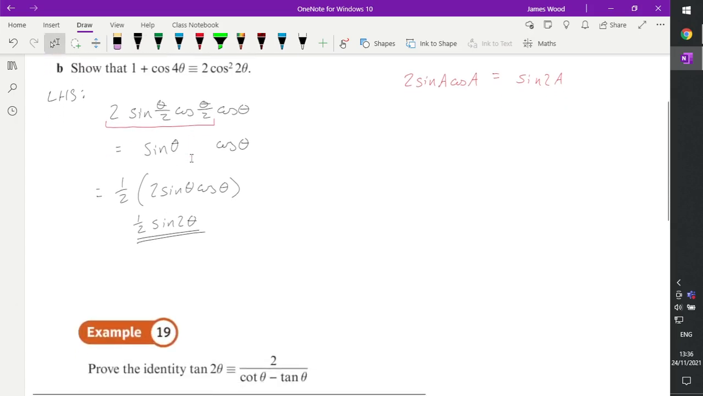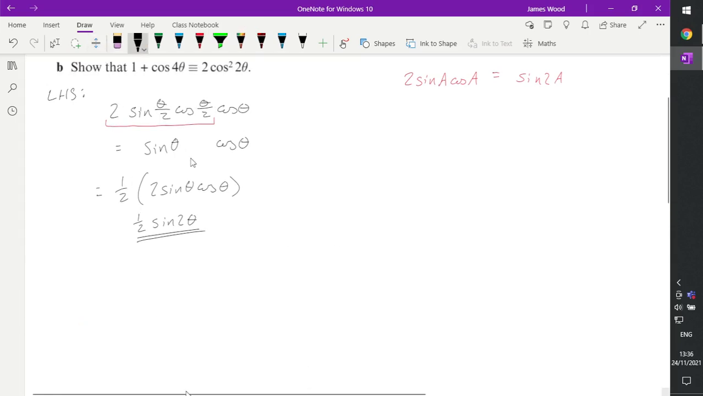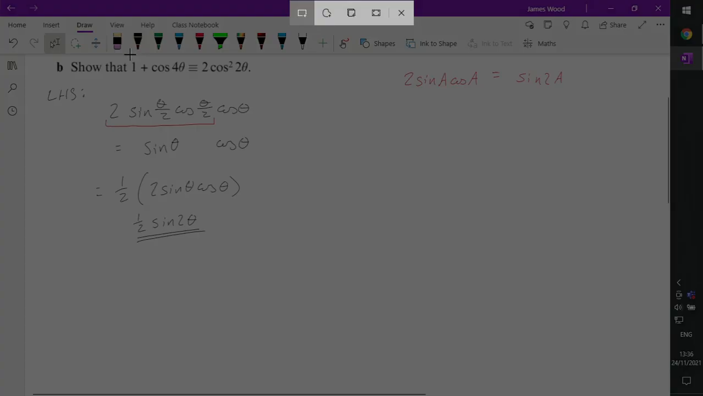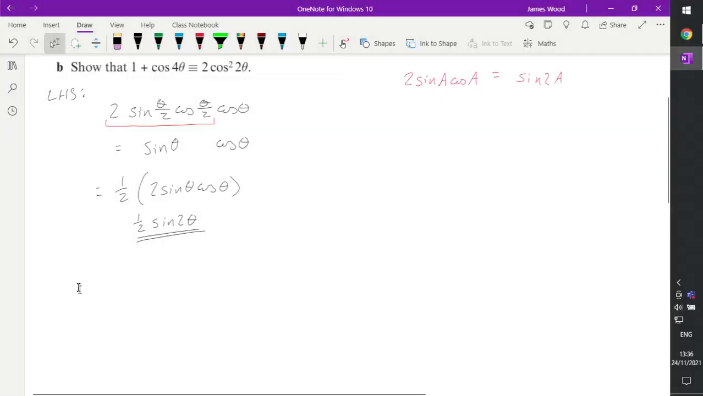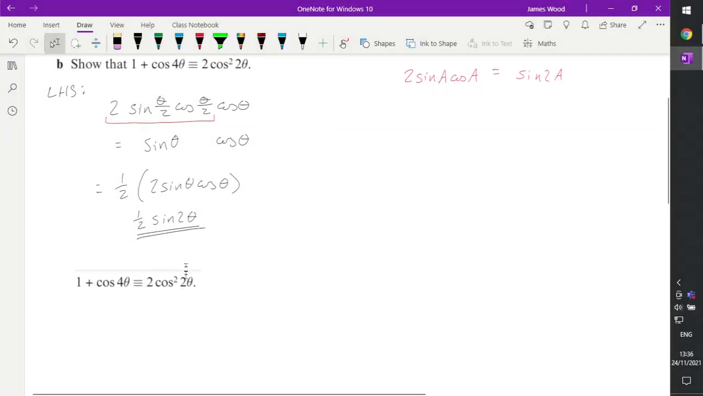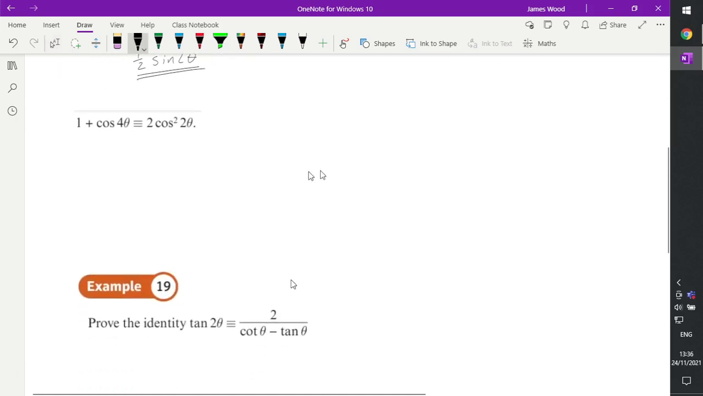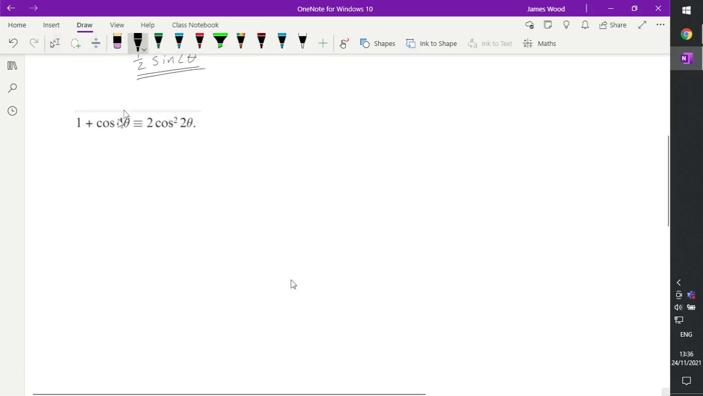The second one, part B, 1 plus cos 4 theta equals 2 cos squared 2 theta. Let's just bring this down with us. So we've got to prove this result. So again, I think I'm going to start at the left-hand side. Now, if we've got something in here which isn't just theta or 2 theta, which we've got formulae for, 4 theta is a good way of splitting up as 2 theta plus 2 theta.